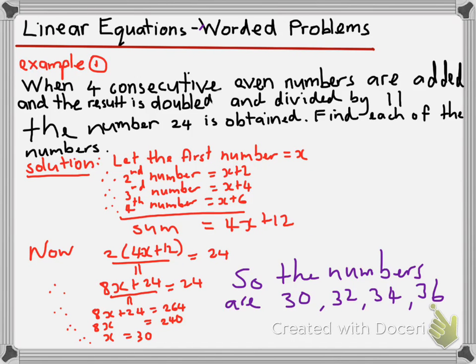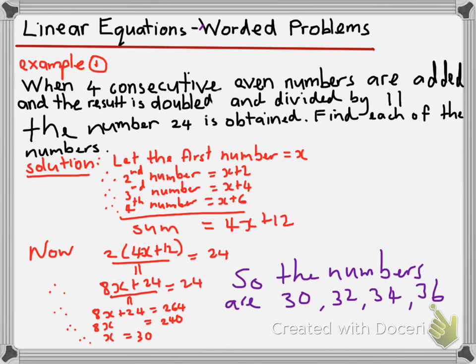Okay, for this lesson we're going to look at some linear equations worded problems and also in particular some problems that involve simultaneous equations. So in our first example we've got a question where four consecutive even numbers are added and the result is doubled and divided by 11 and the number 24 is obtained. We want to find each of the numbers.